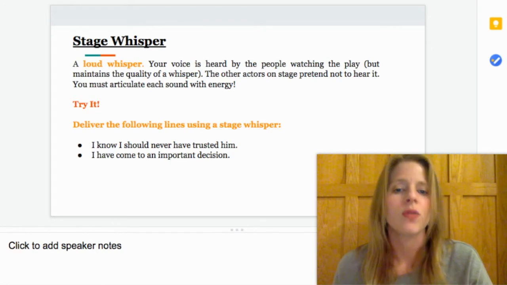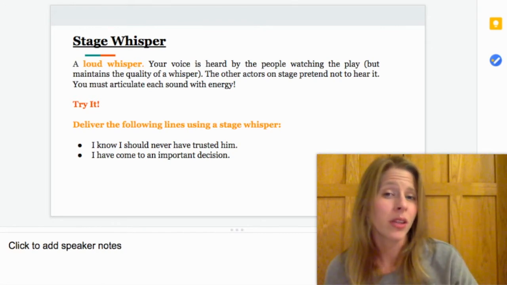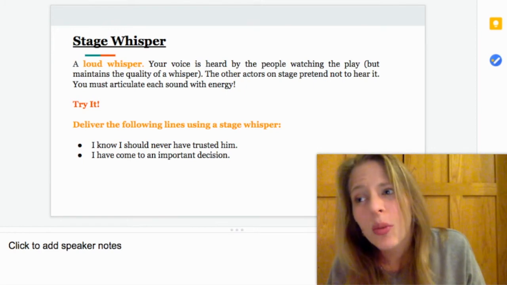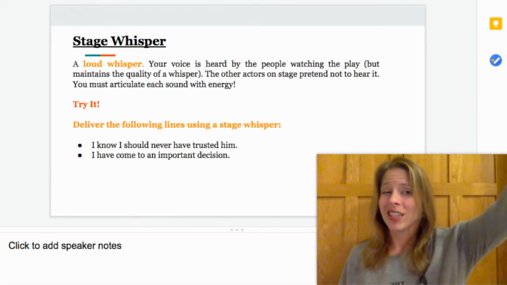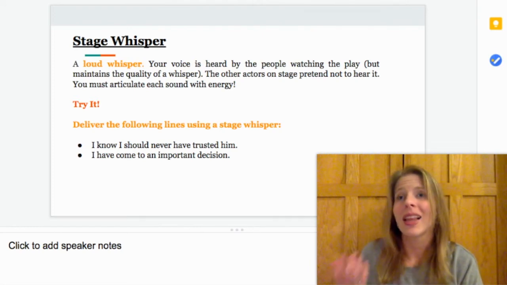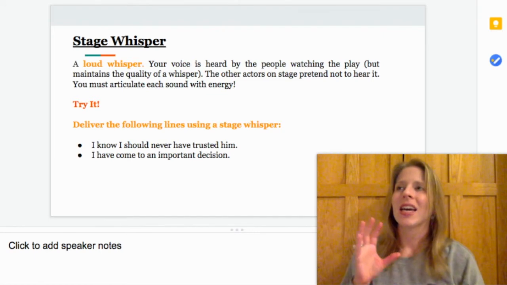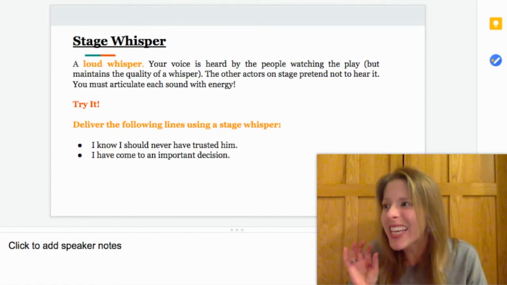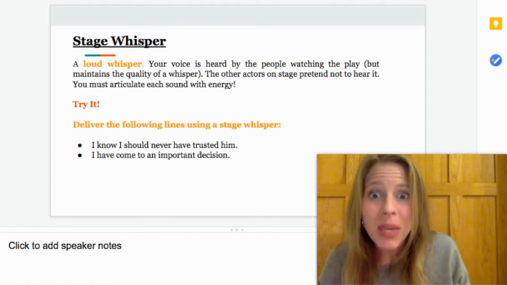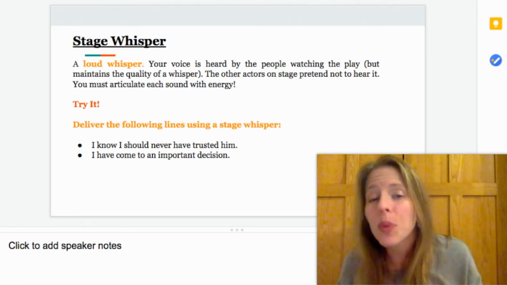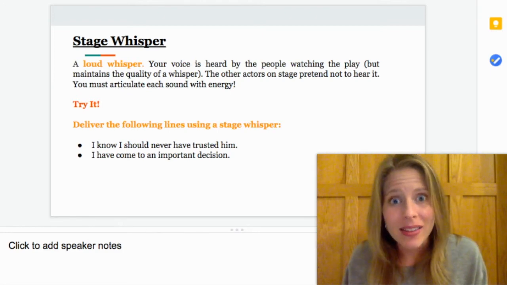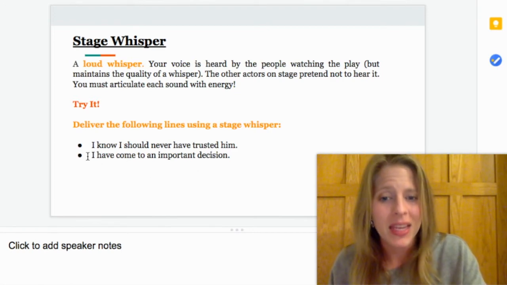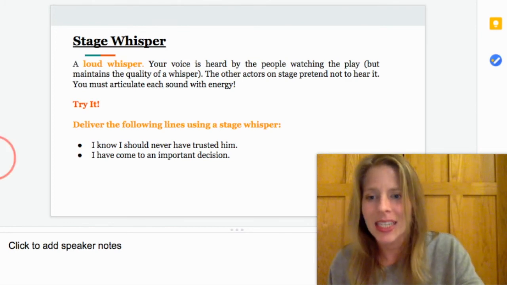A stage whisper is a loud whisper. Your voice is heard by the people watching the play, but maintains the quality of a whisper. Normally, if I'm going to whisper, I'm going to be really quiet like this so that the person near me can't hear me. But I have to have the audience hear me too. So I have to make sure that I whisper loud enough so the audience can hear me, but it has almost like a filter of sound. So I might whisper like this, and it makes it seem like I'm being really sneaky, and I'm whispering, but really, I'm not. Okay, so you're going to deliver the following lines using a stage whisper: I know I should never have trusted him, and I have come to an important decision. Then we go to the next slide.